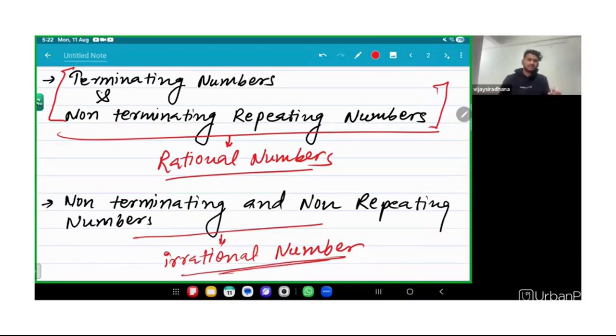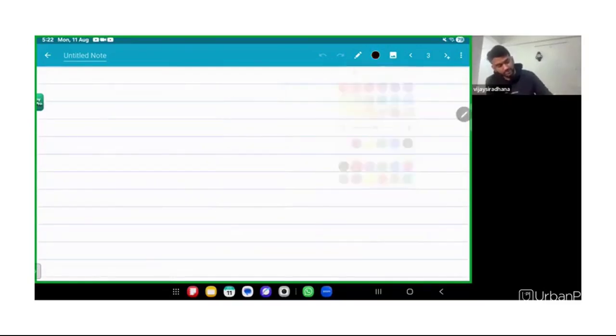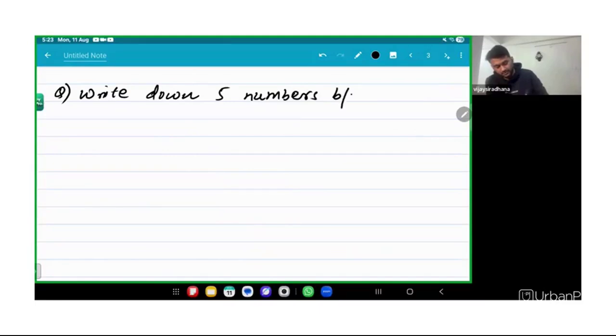Now, let's perform some examples. Let's do some questions and then we'll get to know. Question number 1: write down 5 numbers between 3 and 4. Now, how can you write it? Yeah, very easy. How? See.